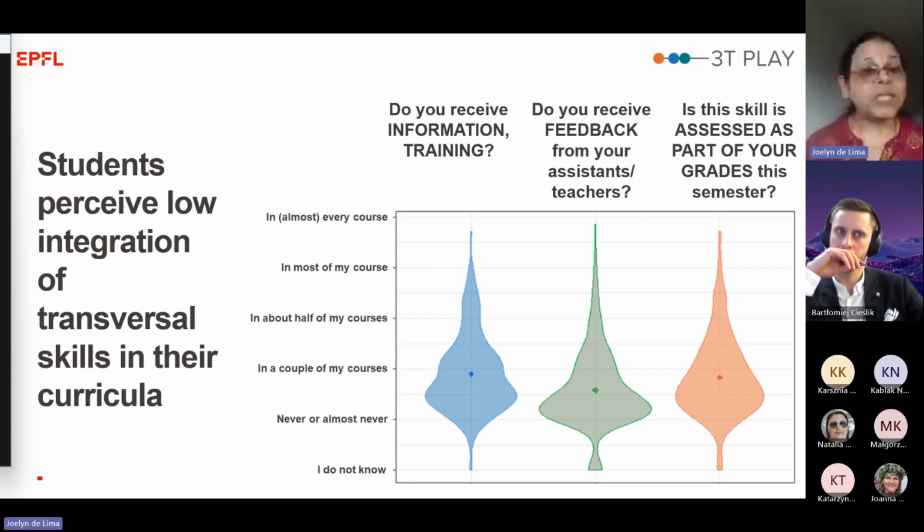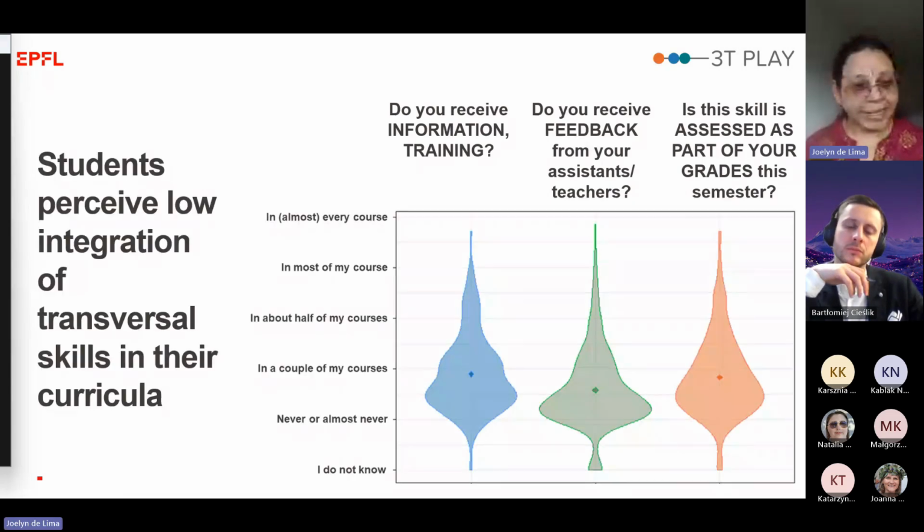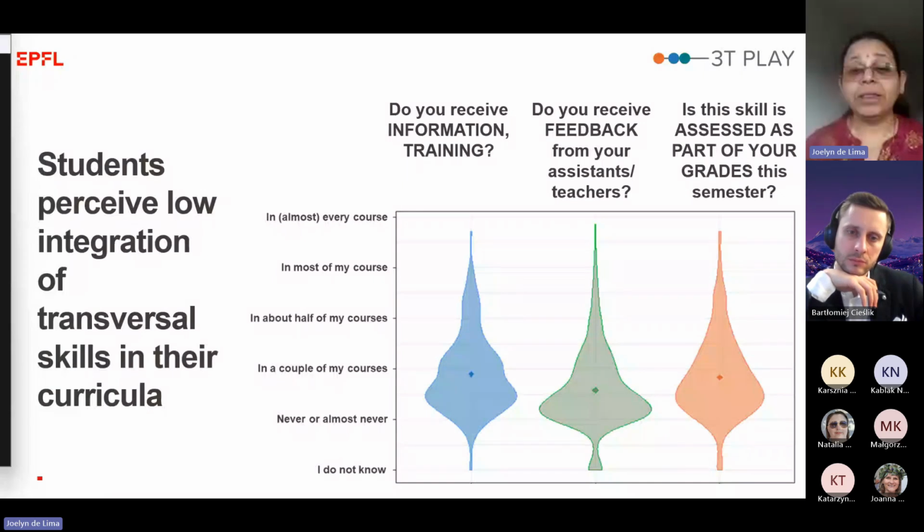Students perceived very low integration of transversal skills in their curricula. They were saying that this was in a couple or fewer of their courses. This, let me remind you, is a sampling across the institution. And so this is quite disheartening.